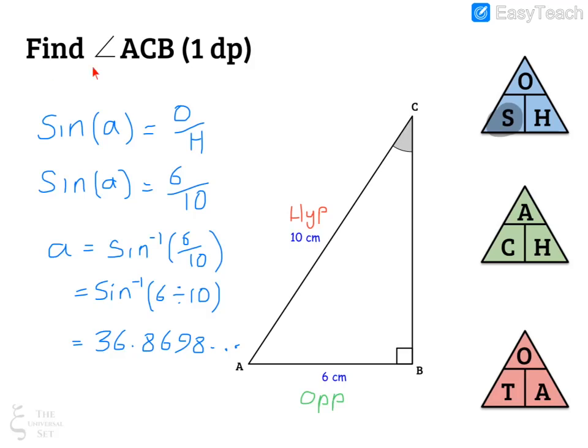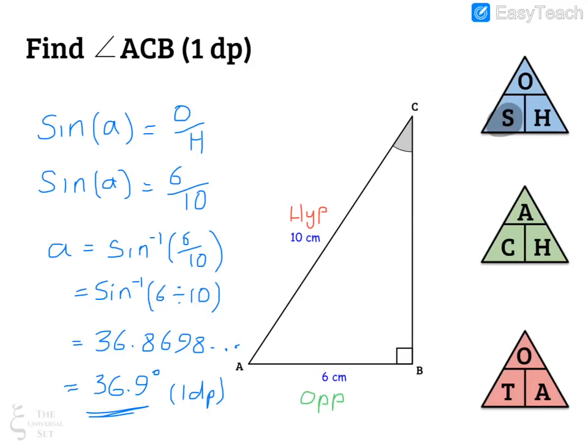Let's go back to the question. It says we're going to round to 1 decimal place. So if we're rounding to 1 decimal place, that's going to be 36 point. I've got an 8 here, but the next digit is a 6. So the 6 tells me that I should round that up. So it's 36.9 is the answer I'm going to give. 36.9 degrees. And I'm going to write brackets 1 dp to show that I've rounded. There we go. So I found the missing angle in this triangle. I found angle ACB, this one here, 36.9 degrees.